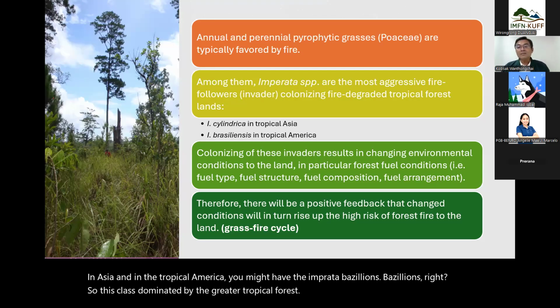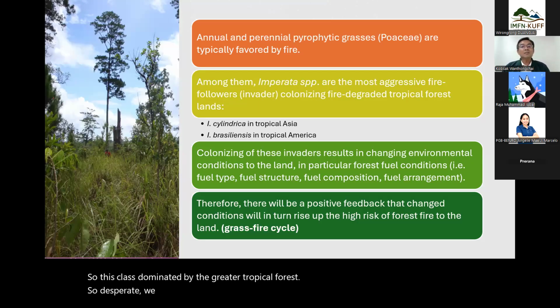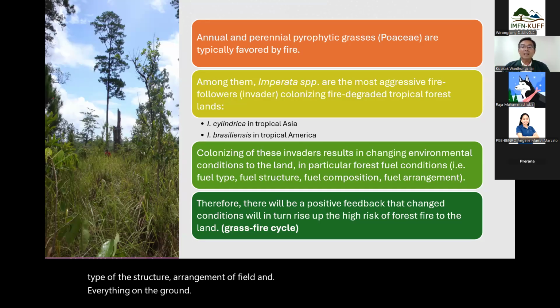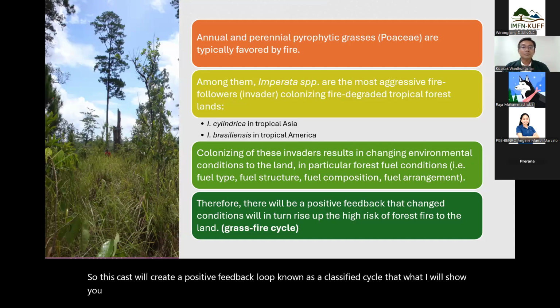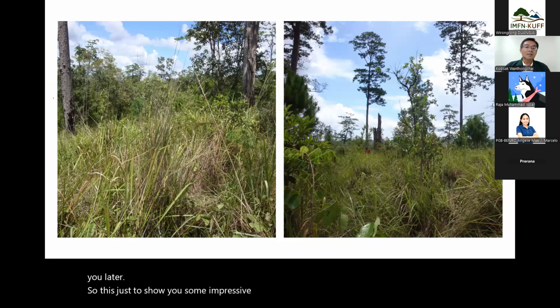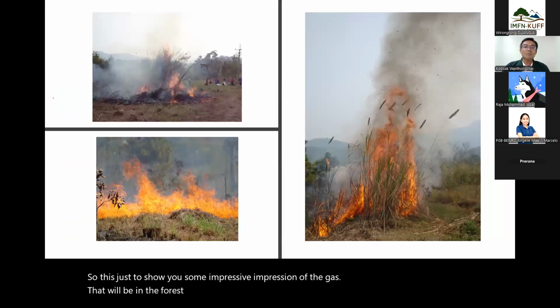Their spread will alter the environment, especially the fuel conditions, changing the type, structure, and arrangement of fuel, and everything on the ground. These grasses will create a positive feedback loop known as the grass-fire cycle, which I will show you later. This is just to give you some impression of grasses that dominate the forest area and sometimes become grassland.